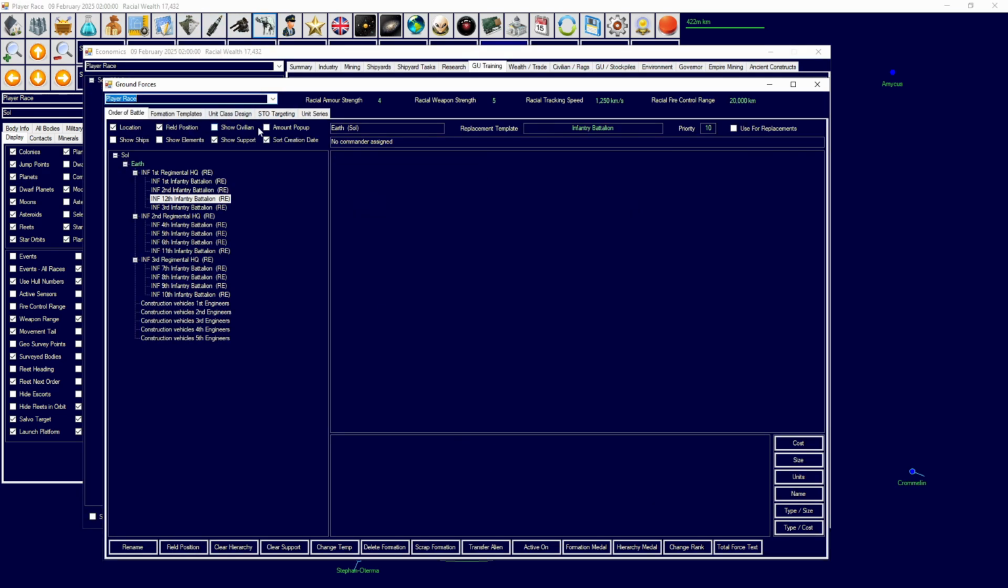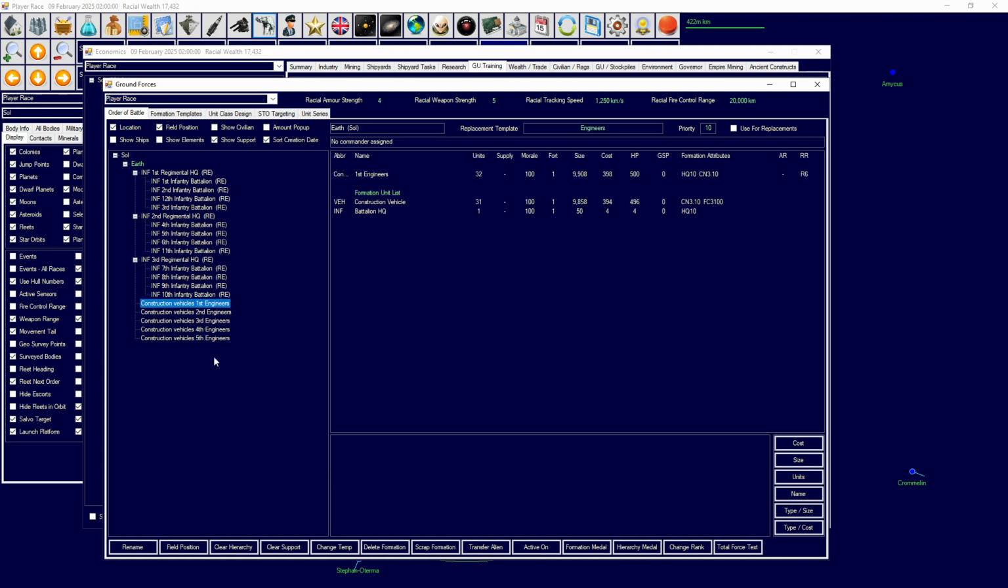Now, something to understand about engineers. Okay, essentially how this works is capacity. So you have, let's say you have 50,000 tons of infantry battalions, okay?